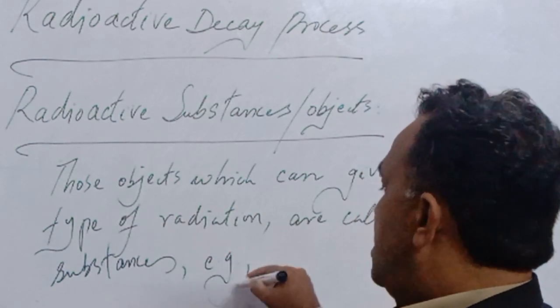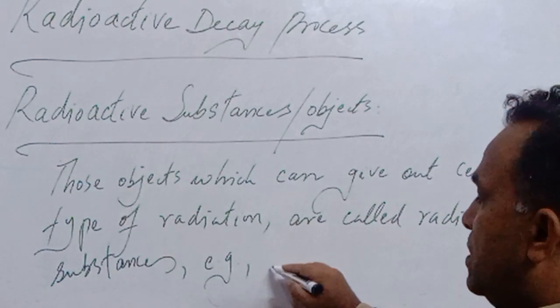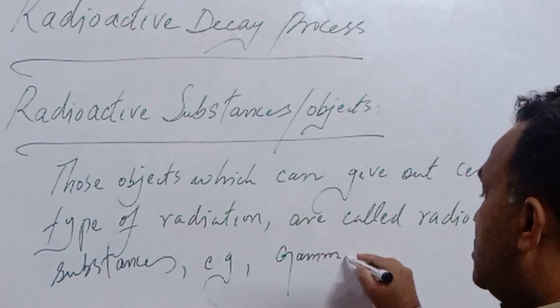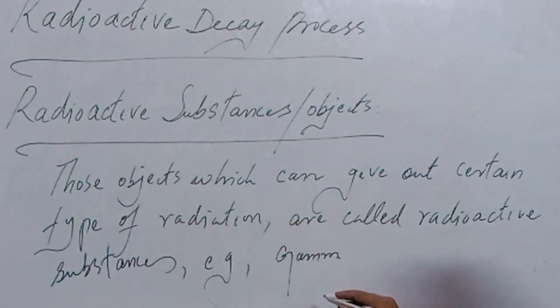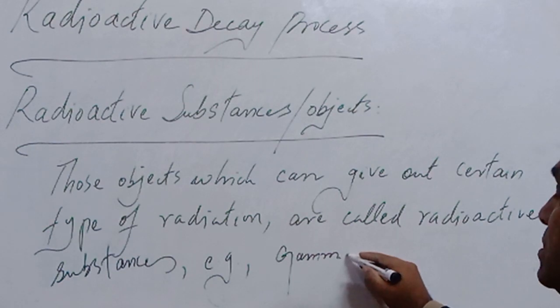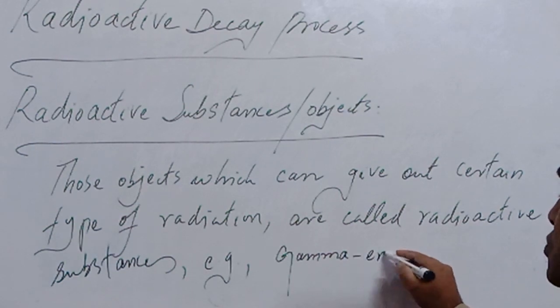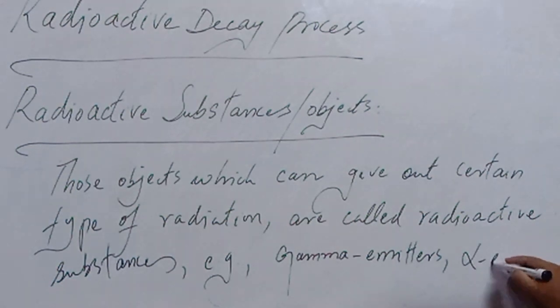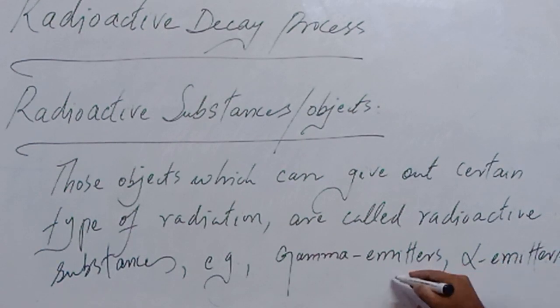For example, the radioactive substances might be the photon emitters, or let's say the gamma emitters. Gamma is a kind of photon having much more energy, a photon coming out from within the nucleus, that is called gamma particle. That radiation is called gamma radiation. So gamma emitters are those radioactive substances which emit gamma particles, and those objects which emit alpha particles can be called alpha emitters, and no doubt the beta emitters, etc. So these are the examples of radioactive substances.